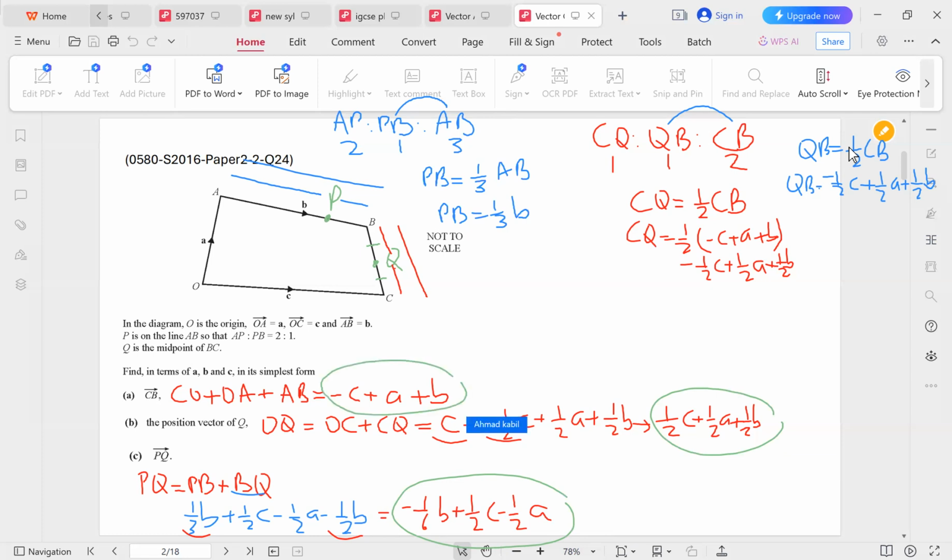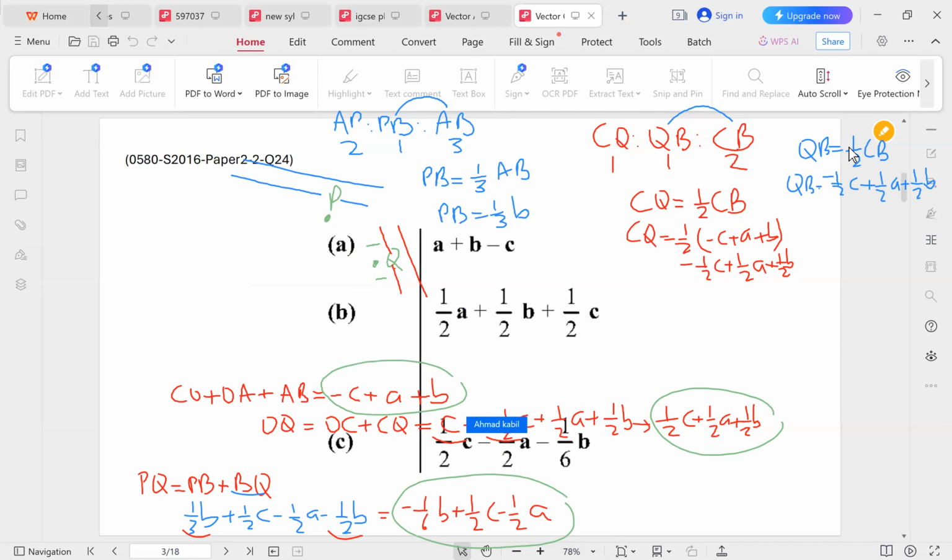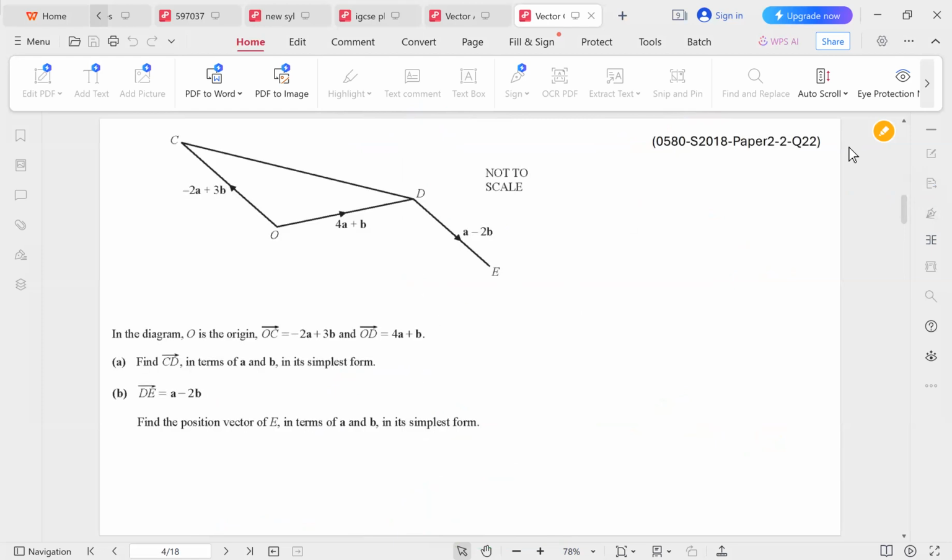And let's compare to the marking scheme. So negative C plus A plus B is correct. Half A plus half B plus half C is correct. And half C minus half A minus 1 over 6B is correct as well. So the three answers are fine. And we will move on to the next problem.